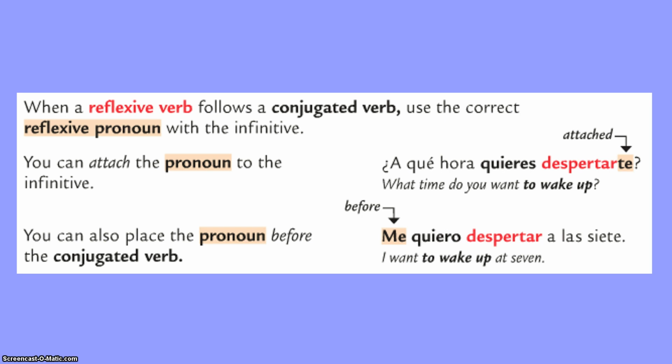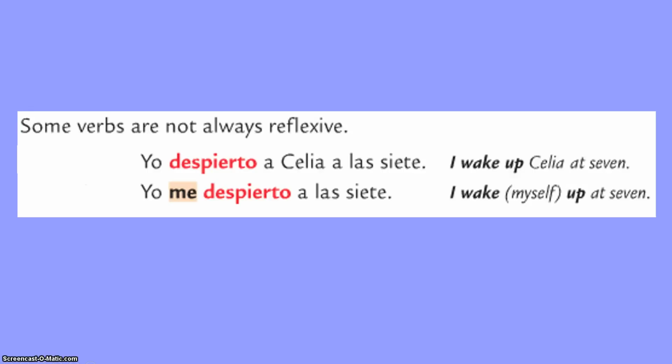So the two places that a reflexive pronoun can go when we have what I call a verb phrase, a conjugated verb followed by an infinitive, is either attached onto the end of the infinitive or placed way out in front before the conjugated verb.